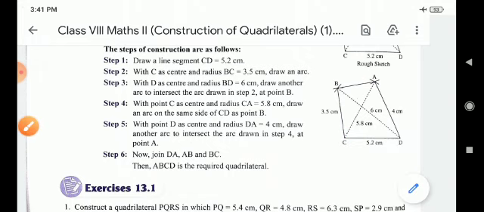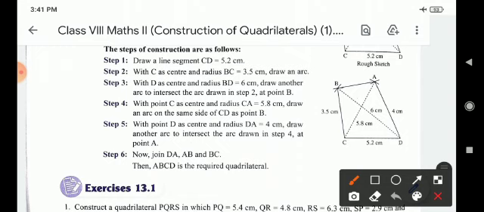Now children, step number 4, with point C as center and radius CA 5.8 centimeters, draw an arc on the same side of CD as point B. And step number 5, with point D as center and radius DA 4 centimeters, draw another arc to intersect the arc drawn in step number 4 at the point A.